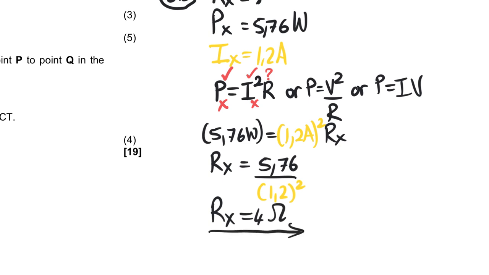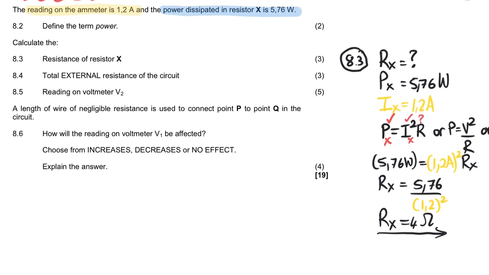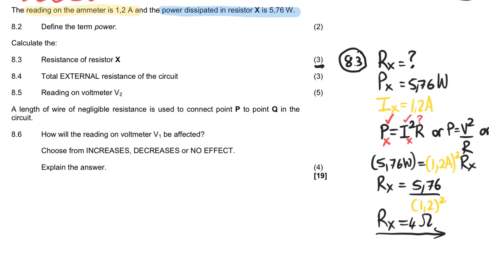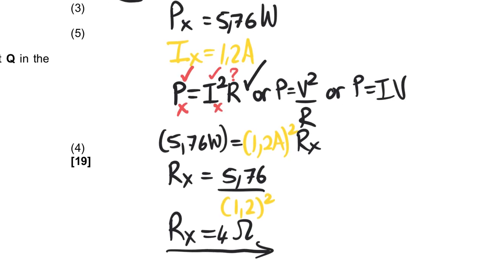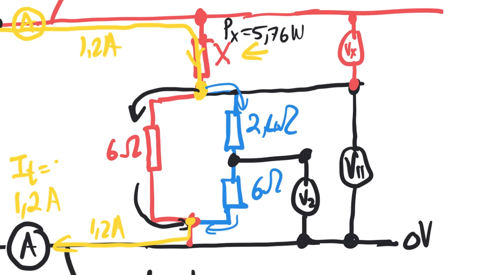So we can see the mark allocation is 3 marks, so I would assume that it would be 1 mark for the formula, 1 mark for the correct substitution, and 1 mark for the correct answer with the correct unit. So now that we've done that, my suggestion is that you go back to your diagram and we actually put the 4 ohms in. Use the diagram as your platform for solving the problem using a visual approach.